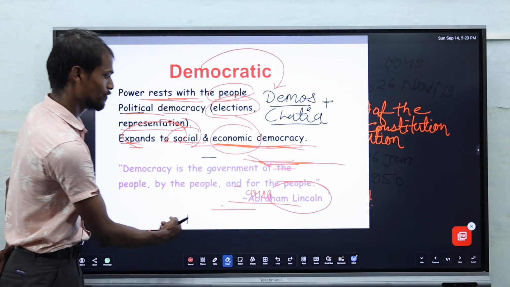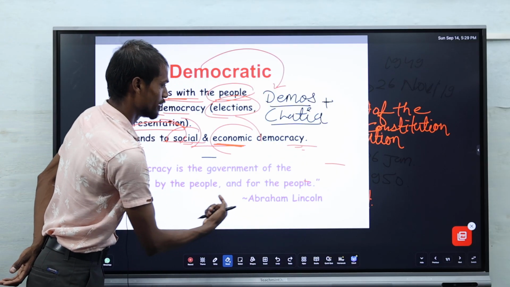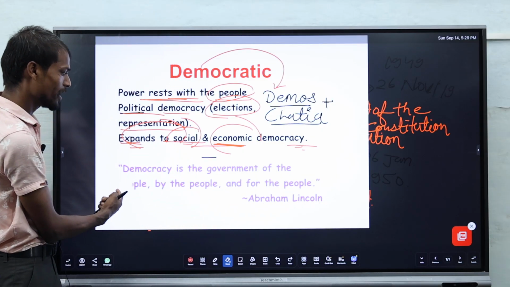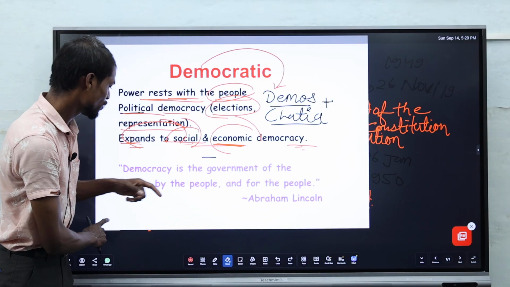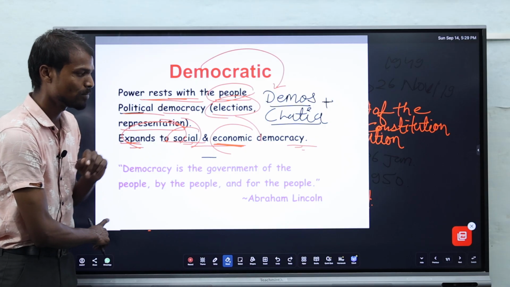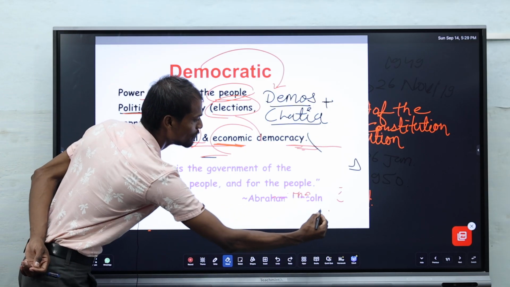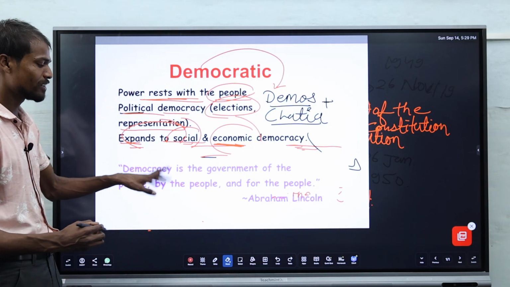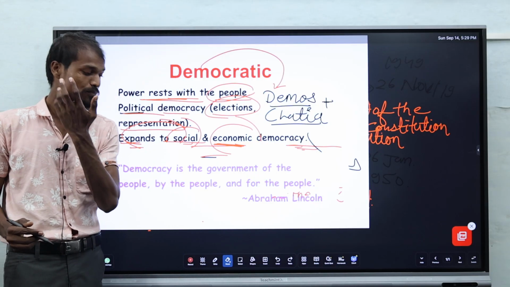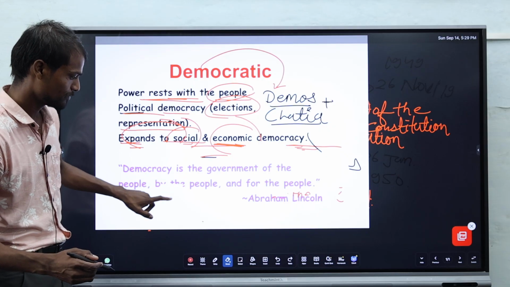See this term, democracy. Democracy is the government of the people, by the people, and for the people. It was said by Abraham Lincoln.